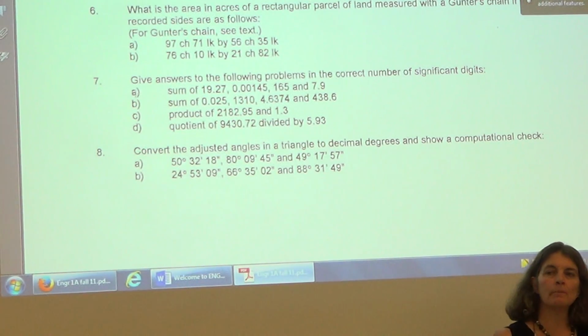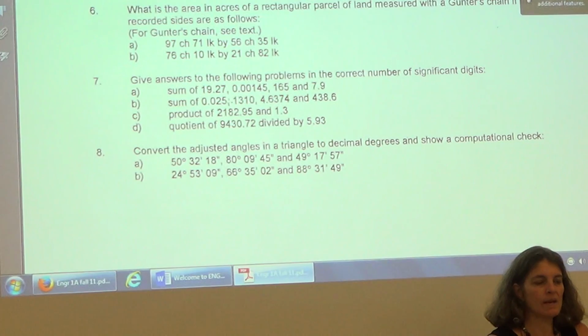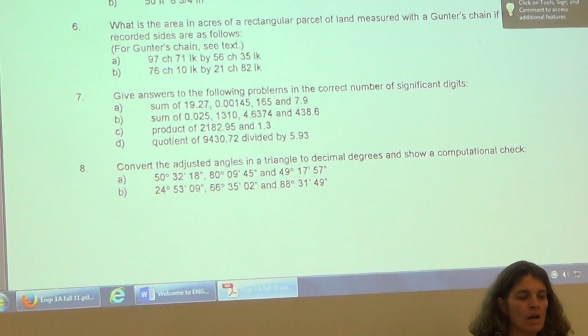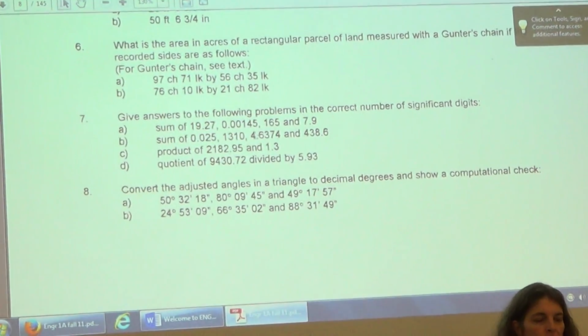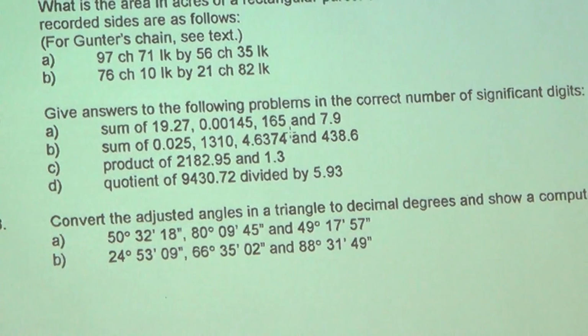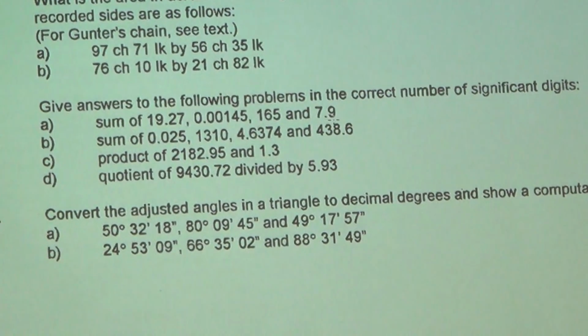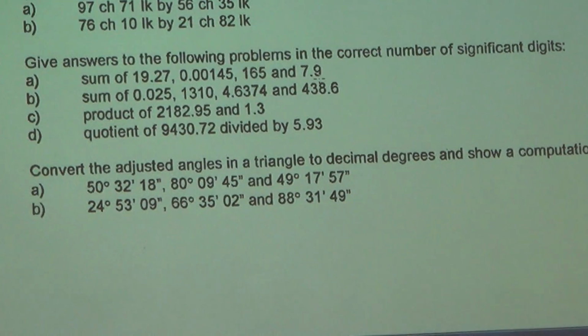So these are numbers that are measured, right? So A, I measured 19.27. Which one's the estimate? 7. I measured 0.00145. What's the estimate? 5. I measured 165. What's the estimate? 5. I measured 7.9. What's the estimate? 9. Now, when I add all these up, I want the last number to represent the estimate, right?